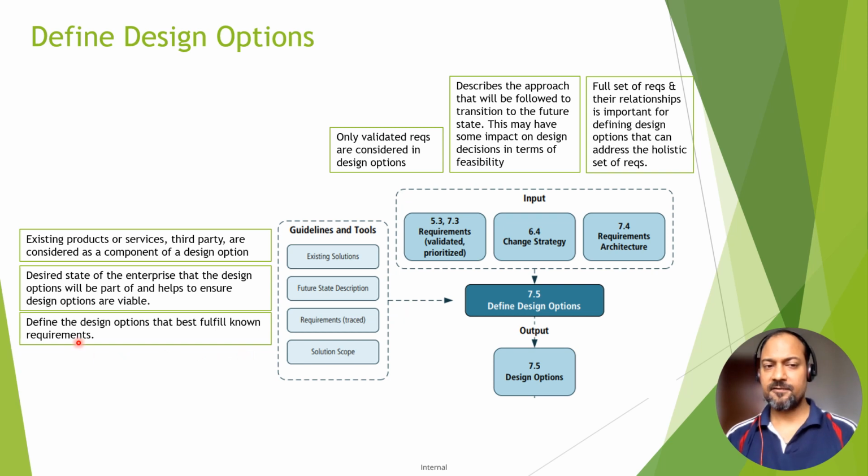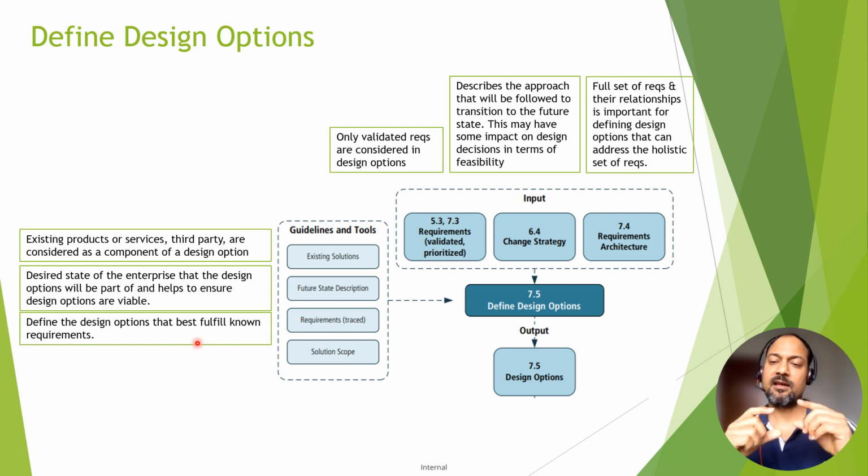Requirements traced. Define the design options that best fulfill known requirements. So what is traced? When we say that the requirement is traced, this means if a need arises, that need makes a business requirement for you, that business requirement finally translates to the solution requirement, and the solution requirement finally translates to the functional and the non-functional. In between, the transition requirement comes.